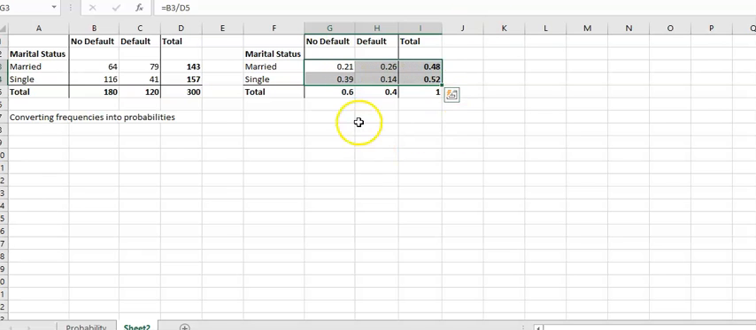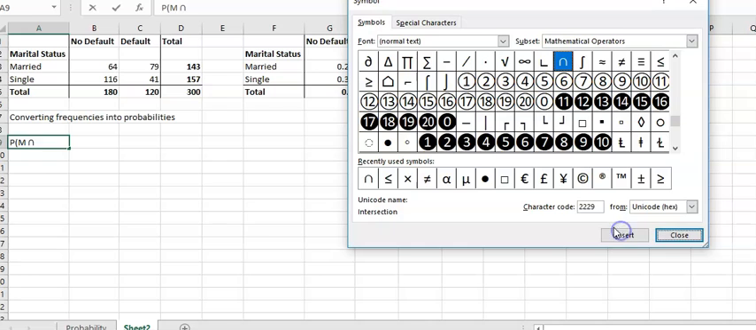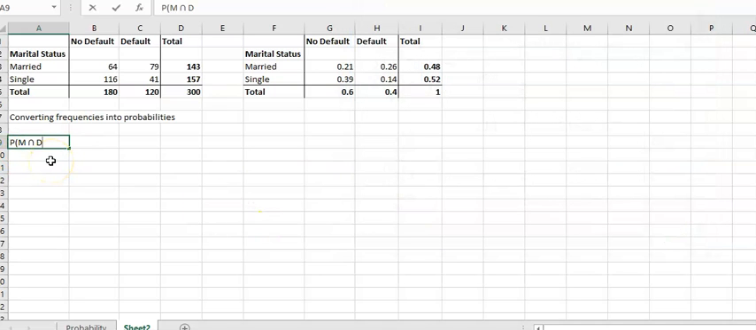So I'm just going to keep 2 decimal places here, and the way I'm reading this table is that the probability of being married and at the same time defaulting on your loan is given by this number here, 0.26. And this is the intersection term of being married and defaulting on the loan.